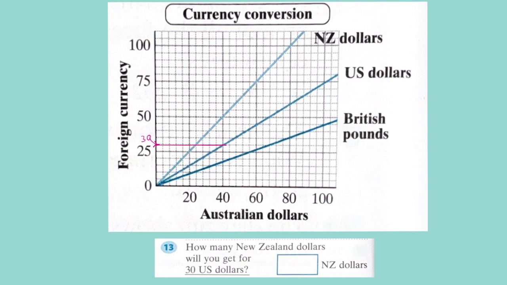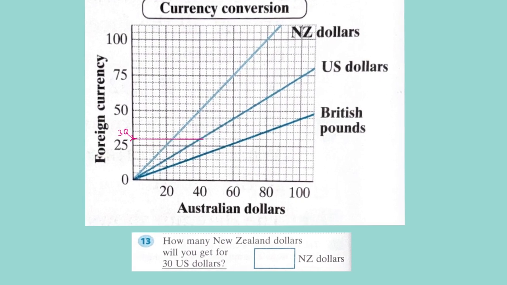And now we want to find out how many New Zealand dollars I will get. So I'll need to go all the way up to New Zealand dollars. And then I'll need to reverse back and find out what that currency is in New Zealand dollars. So I'm going back to the foreign currency, and this is the reading that I'll get, $50.